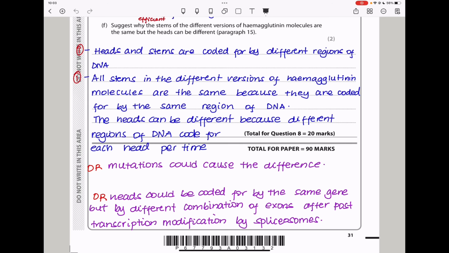You could also say that those differences could be caused due to mutations, or the heads could be coded for by the same gene but by different combinations of exons after post-transcription modification by spliceosomes. And again, remember, after messenger RNA is produced in transcription, there is post-transcription modification that can use the same gene to produce different matured messenger RNAs that are going to produce different proteins when everything came from the same gene. So there's a possibility of that.